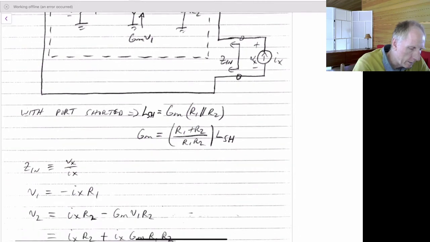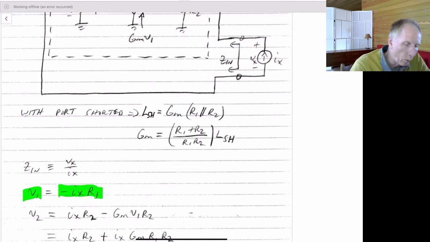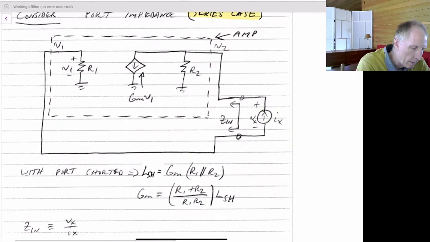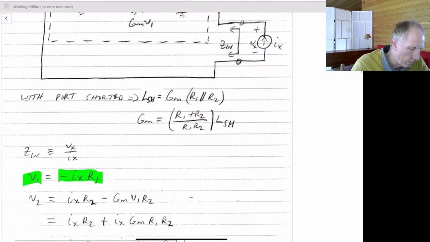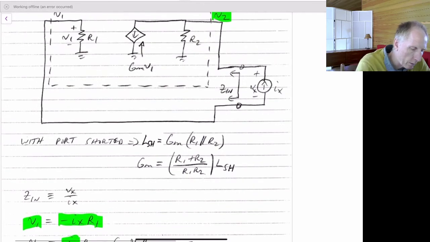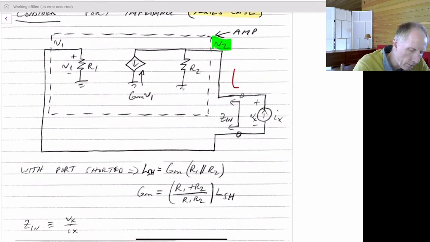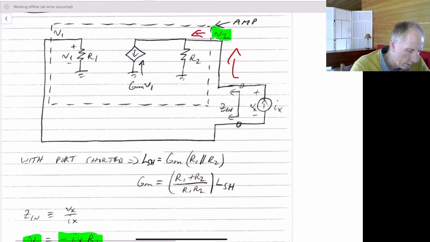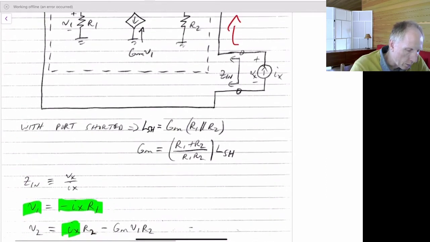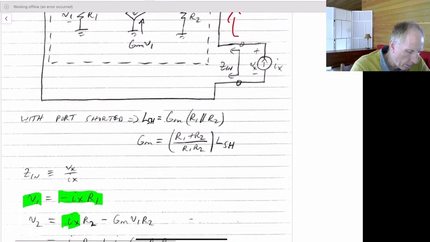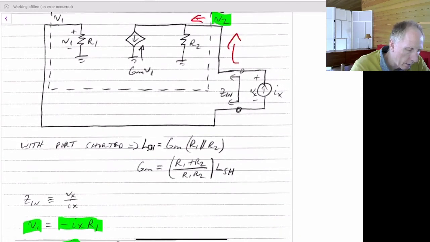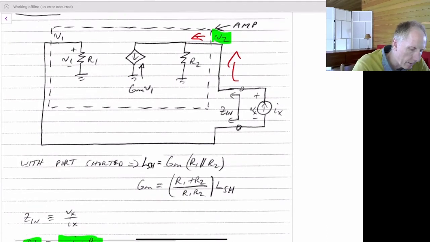So V1 on the left side is minus I sub x times R1. The voltage on the right side, V2, will be I sub x. So this current now is also flowing up through this way and this direction. So it's going to be the current I sub x.